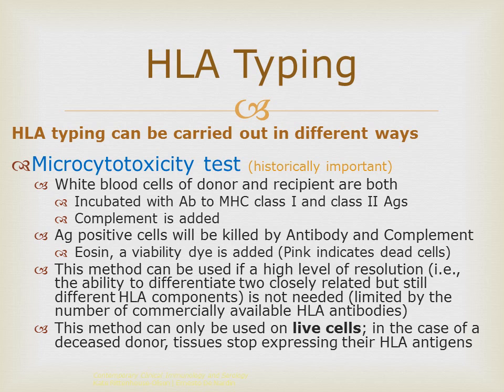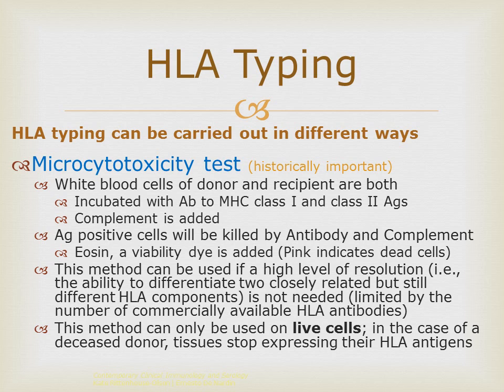and complement. Then we add eosin, which is a viability dye. Eosin is pink, and the only cells that will take up the pink eosin will be the dead ones. So after staining, we take a look at them, and the pink cells are the dead ones, indicating a positive result in that those cells had the matching HLA antigen to whatever antibody was used in that particular test tube.